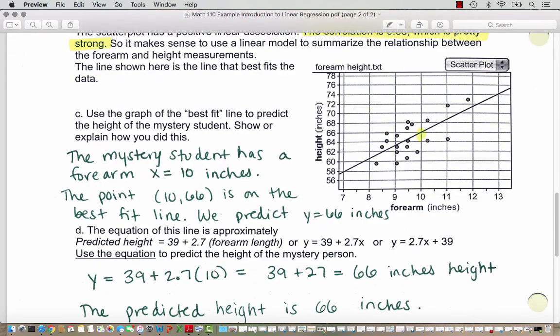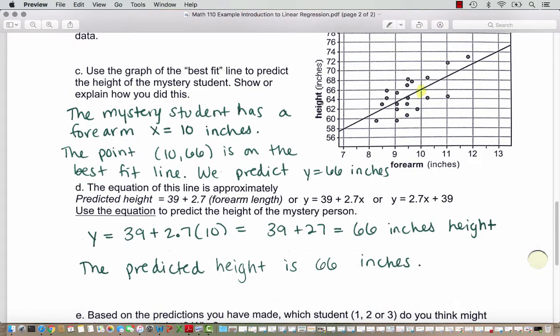Now, from StatCrunch and other technology, we can get the line of best fit equation. So from StatCrunch, we get that the predicted height, or our y value or output, equals 39 plus 2.7 times the forearm length. Or we could simplify that in terms of x and y to say y equals 39 plus 2.7x. Or if you like to have the slope first, you could say y equals 2.7x plus 39. So we are going to use the equation here to predict the height of the mystery person.